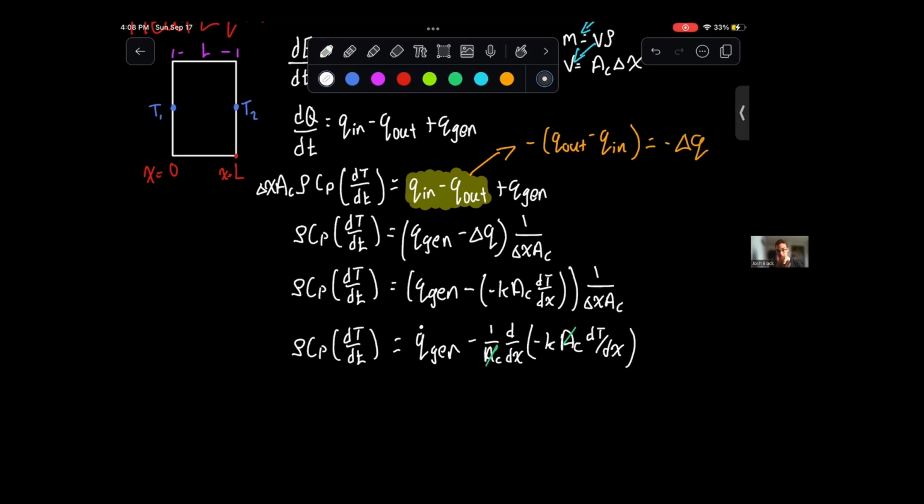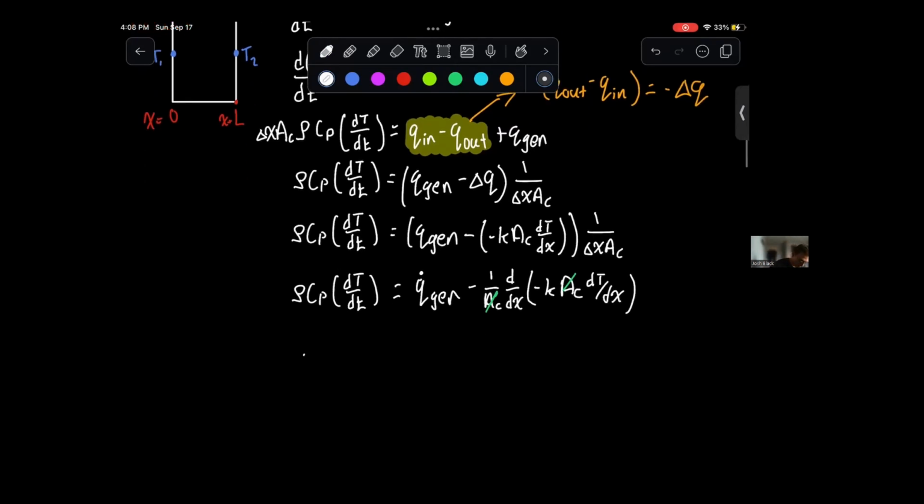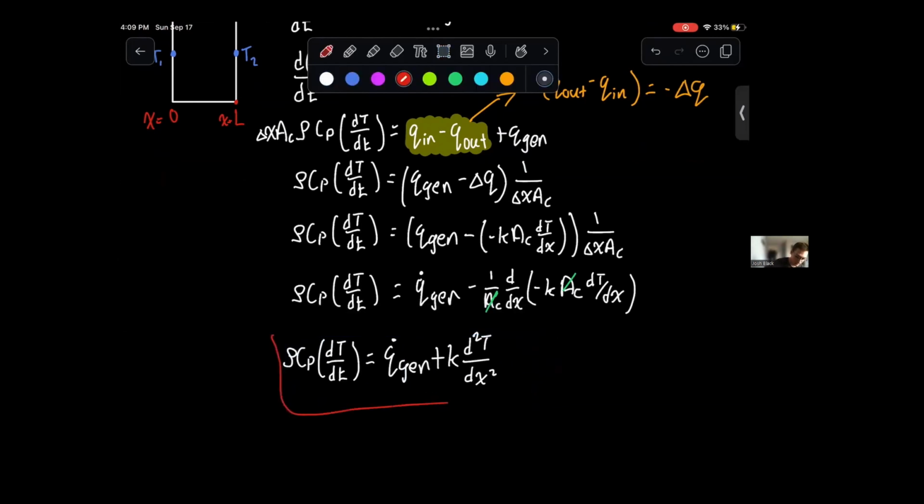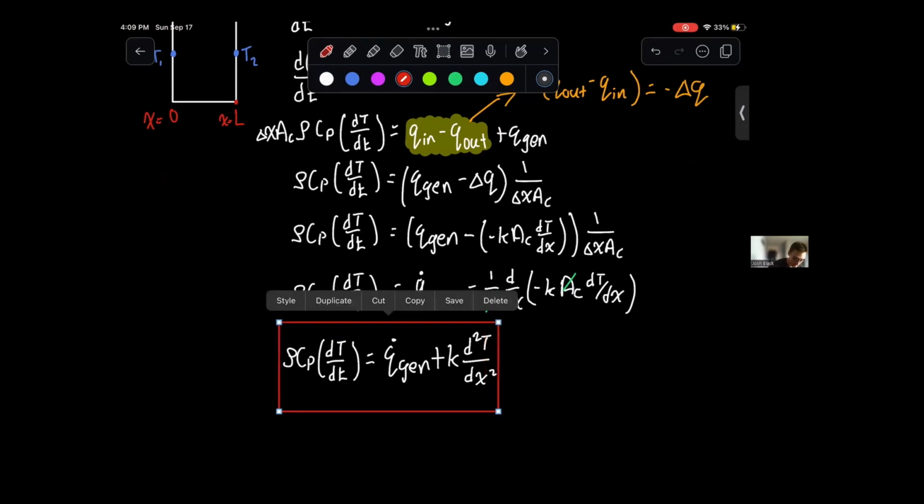And in most circumstances that we're going to be learning, or at least right now, k is constant. So we can pull out all the constants and we can multiply our equation by our d by dx. Our final equation: rho Cp, dT by d time, is equal to Q gen plus, because we have two negatives being multiplied by each other, k d squared T by dx squared. This is the form of the heat equation that we're going to become very familiar with.